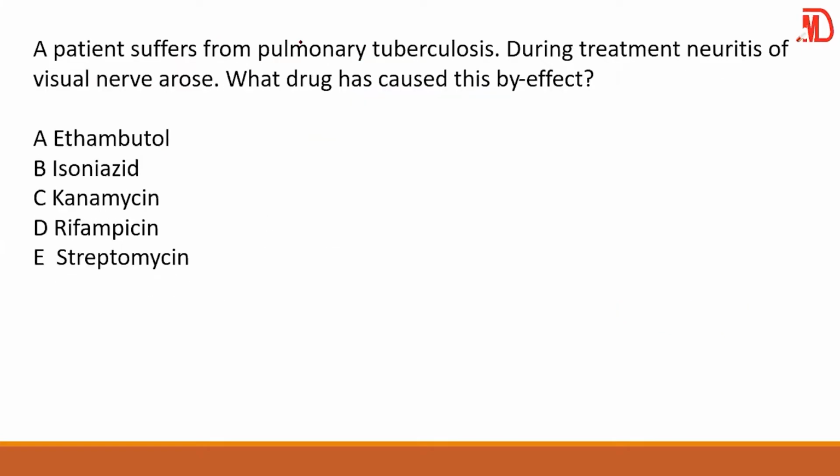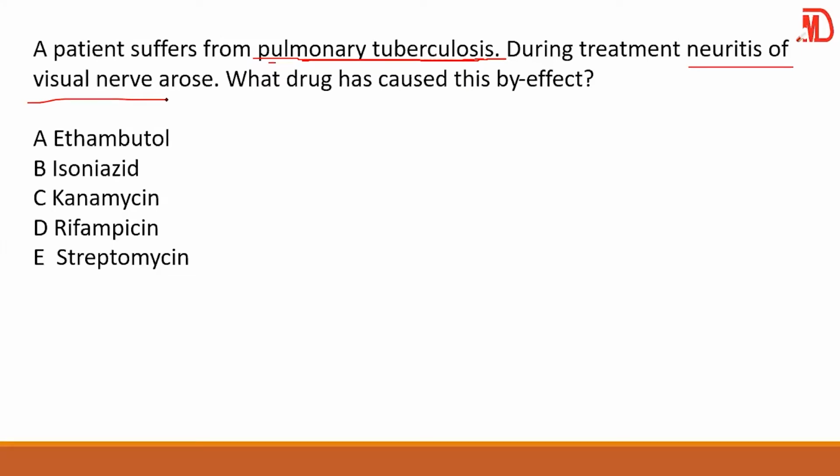We have a patient suffering from pulmonary tuberculosis. Yesterday we talked about tuberculosis, and we said the first drug that we give for a tuberculosis patient is what? Of course, isoniazid. The second drug is called what? Rifampicin. Then we have ethambutol. All right. So over here, we are thinking of what? We are thinking of isoniazid because they are saying that the treatment results in what? Neuritis of the visual nerve.